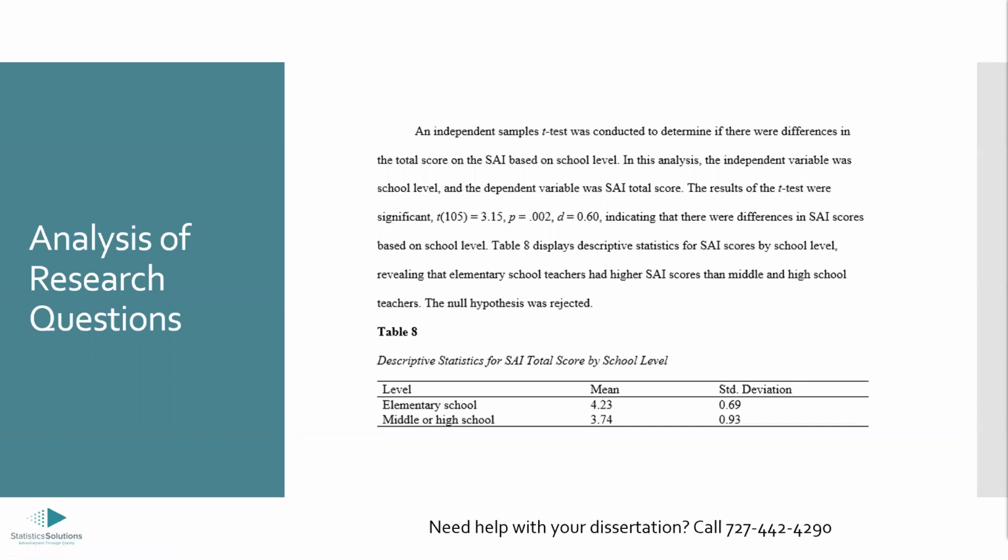Now here's an example, again, for a t-test, but this time we have a t-test that turned out to be significant. Again, we start by saying what test we're conducting, we identify our independent and dependent variables. We say the results of our test were significant. Again, we present our statistics here. This time our p-value is less than 0.05. This indicates that there are differences between the groups.